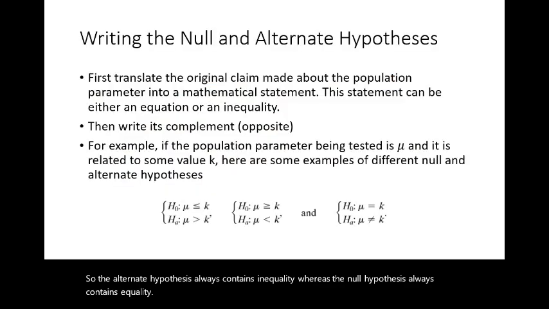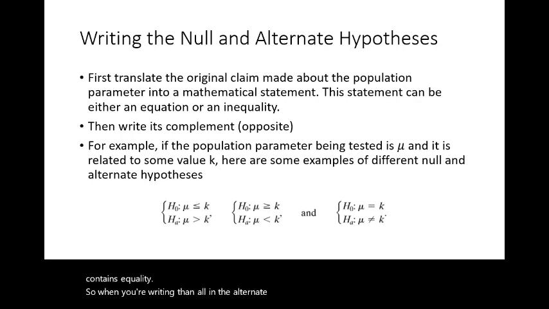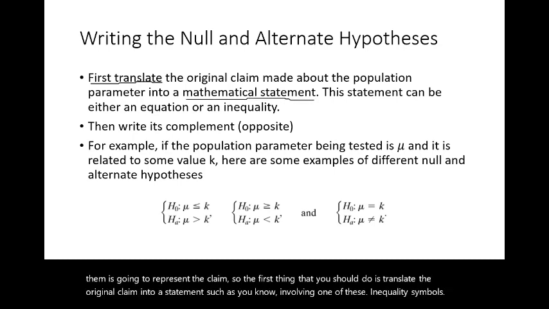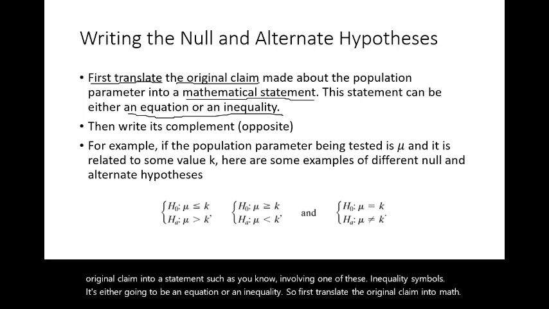So when you're writing the null and the alternate hypotheses, remember these are always going to go in pairs. Each hypothesis test is going to have both a null hypothesis and an alternate hypothesis, and the two of them are exact opposites. One of them is going to represent the claim. So the first thing that you should do is translate the original claim into a statement involving one of these symbols. It's either going to be an equation or an inequality. So first, translate the original claim into math. Then you are going to write its complement or its opposite.